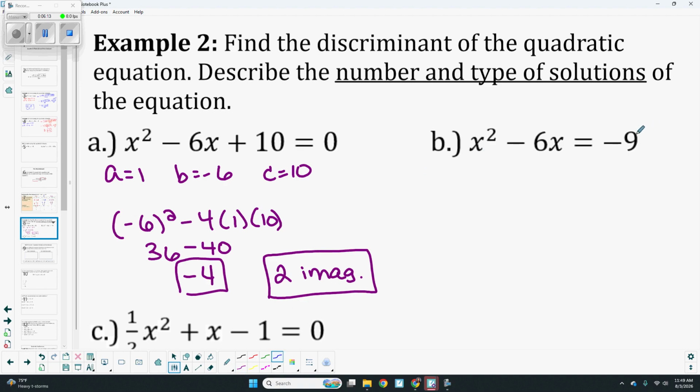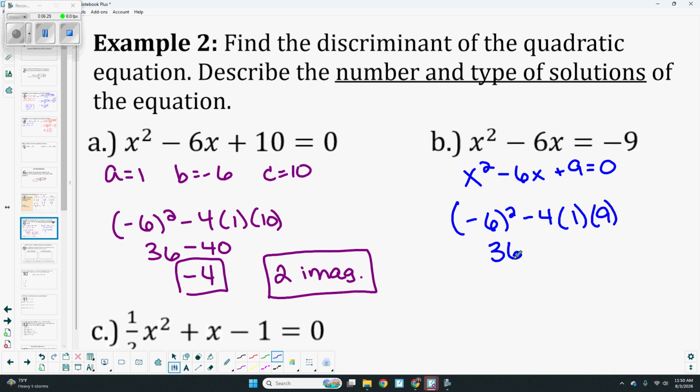For B, it's not equal to 0 yet, so we're going to add that 9. So now it's going to be B squared minus 4, A is 1, C is 9. So this is 36 minus 36, so that's 0, which means we have one real solution.